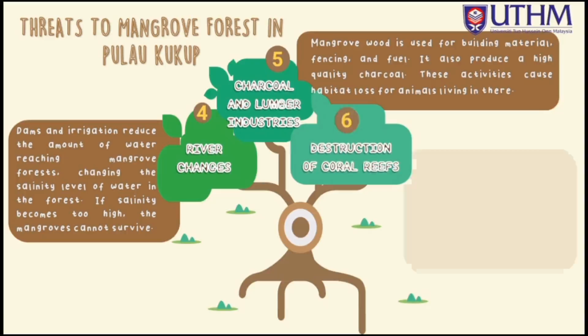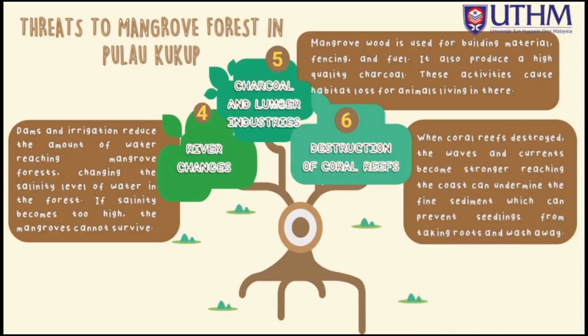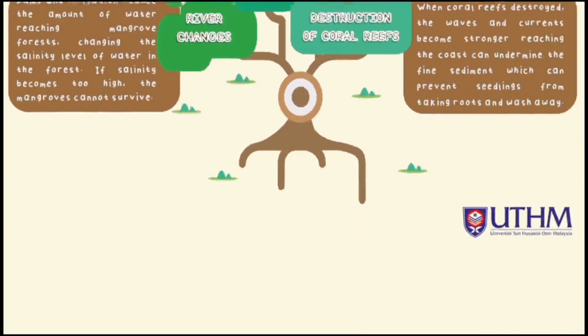Destruction of coral reefs. When coral reefs are destroyed, the waves and currents become stronger. Reaching the coast, they can undermine the fine sediment, which can prevent seedlings from taking root and wash them away.